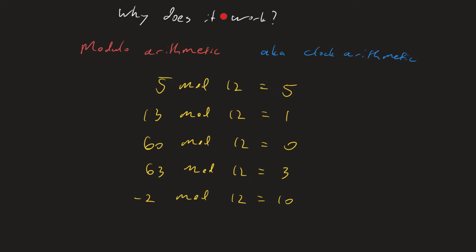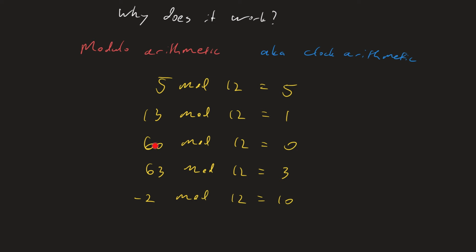To explain why these division rules work, we need to introduce the idea of modulo arithmetic, also known as clock arithmetic. If we work modulo 12, then we can think like the hands on a clock. 5 mod 12 is just 5. 13 mod 12, if on the clock you're at 12, and then you add 1 more hour, you arrive at 1. 60 mod 12, you can think of this as going around the clock 5 times.